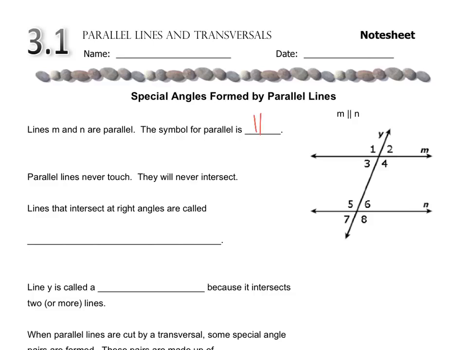As you know, parallel lines never touch, they never intersect. These are not right angles, but just as a vocabulary word, when lines intersect and form right angles, they're called perpendicular. Please check your spelling. Now the third line that they show us in the picture is line Y, because they've already told us about M and N. Line Y is what we call a transversal.